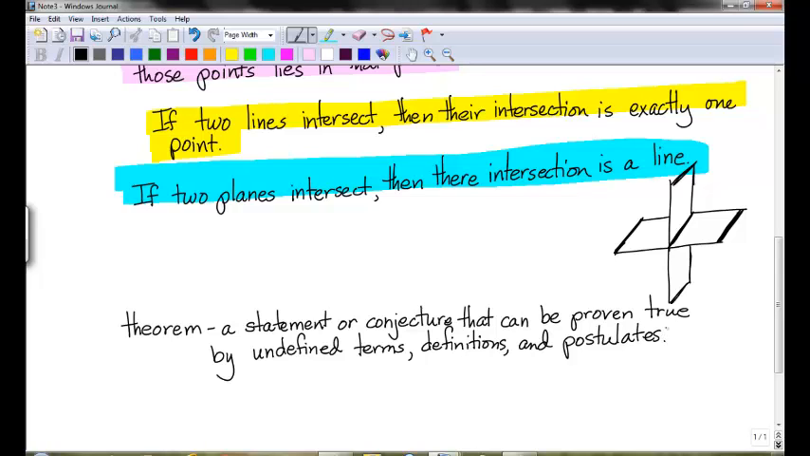On any of these theorems, they can be proven true by using the definitions, the undefined terms like point, line, plane, and all the postulates. Okay.